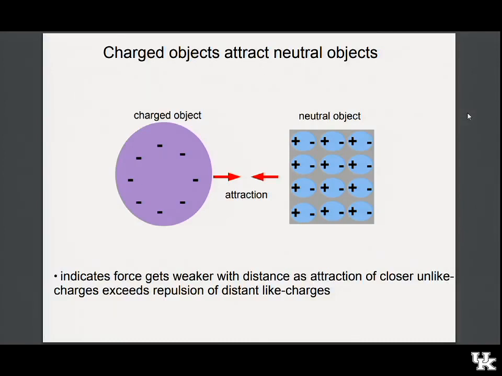You see, we've pulled the unlike charges closer to us. We push the like charges further away. We get attraction because the attraction of the unlike charges, which are nearer, is winning. The repulsion of the like charges, which are further away, is losing. And so it's actually telling us that the force, the attraction-repulsion interaction, gets weaker with distance. And so it's not just a party trick. It's actually telling you something about the nature, the behavior, the properties of electrical forces. And we'll continue that story in Thursday's class.